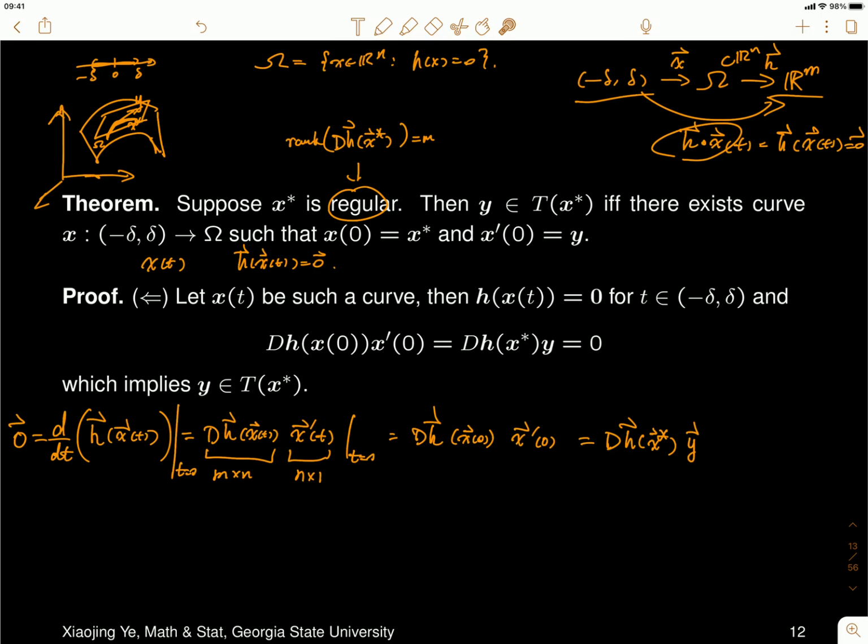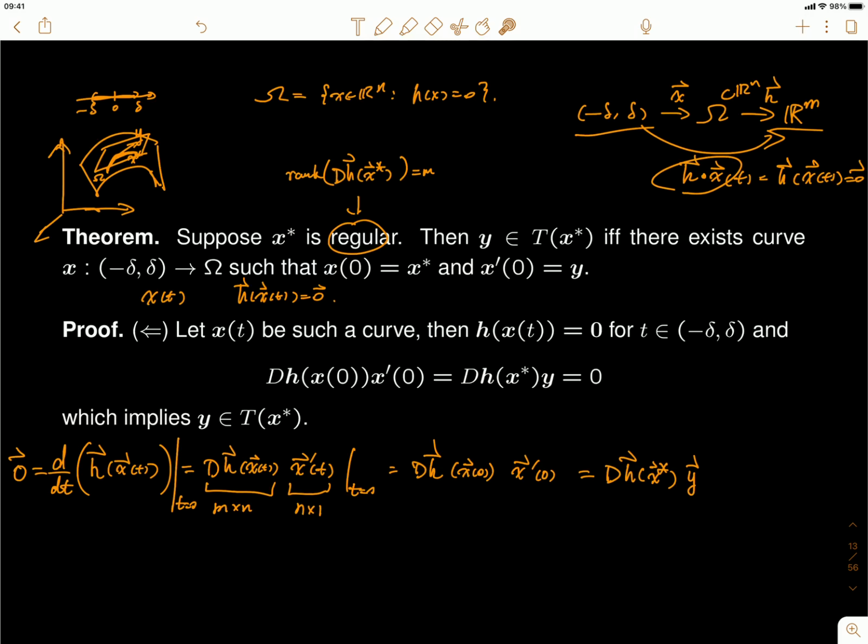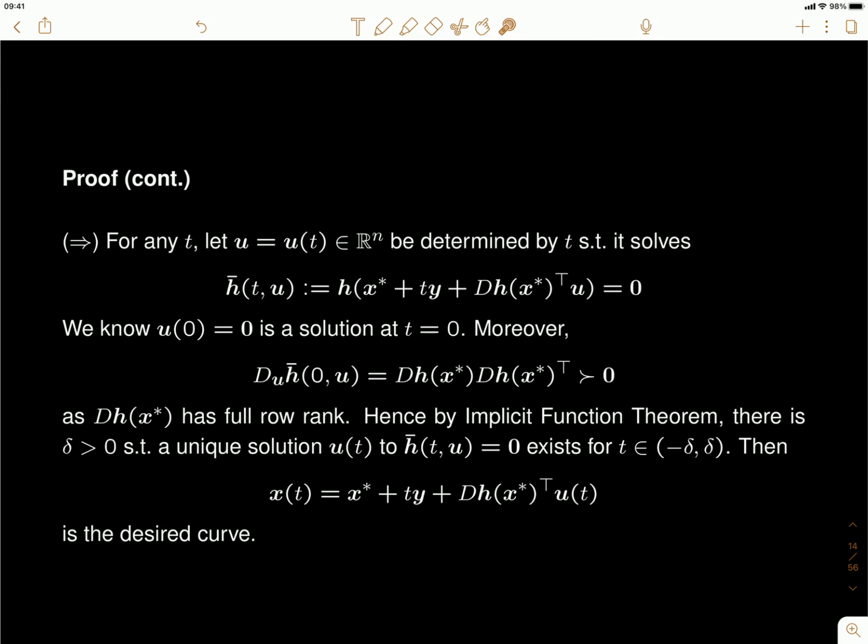Okay, now let's move on to the other direction. The other direction says we want to show that if y is in the tangent space, then there exists a curve x such that x(0) equals x star and the derivative of x at 0 is equal to y. To show that, let's first try to determine this function u, which is a curve. It's a function of t, a mapping from the interval negative delta to delta, a subset of R, to R^n.